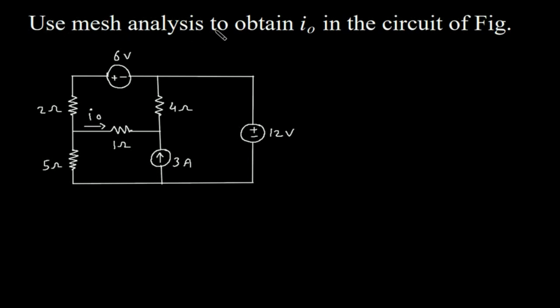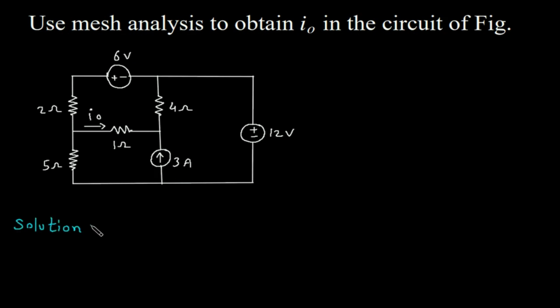Use mesh analysis to obtain I0 in the circuit of the figure. We have to find this I0 in this circuit using mesh analysis. Also, we can see that between this mesh and this mesh, there is a current source. So, this is a super mesh problem.